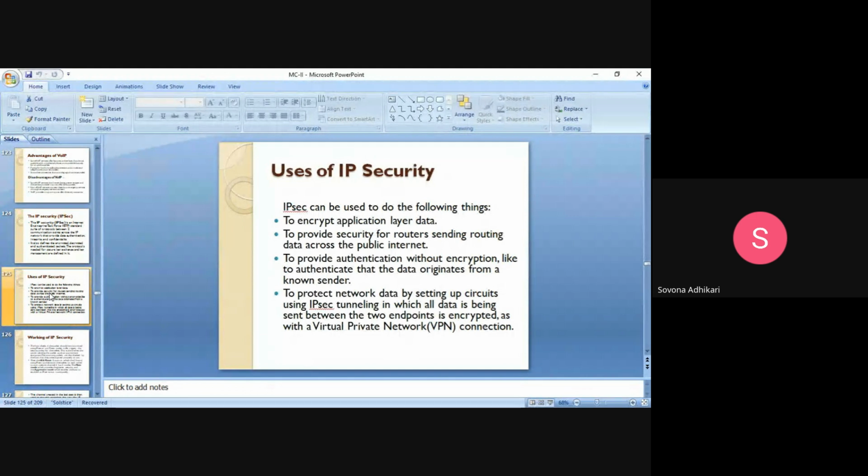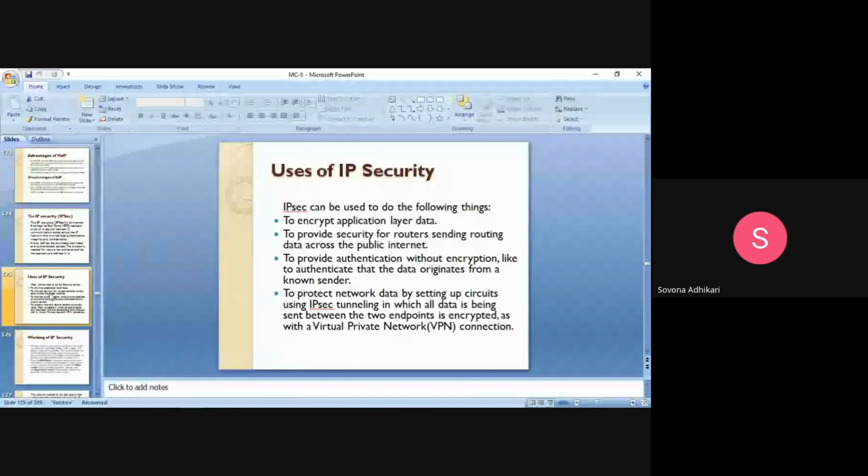Uses of IP security. When we are sending data wirelessly, security is more vital, because security is a challenge there. When we are sending data wirelessly, security in most communication technologies is a challenge. To maintain security, we have to follow some techniques. Let us see what the uses of IP security are.